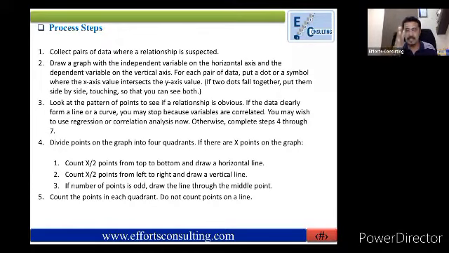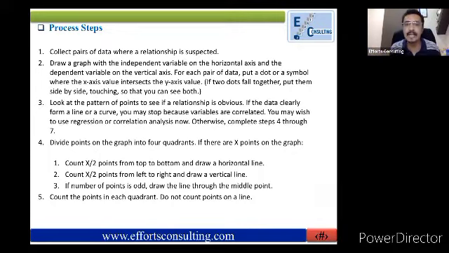Y is depending on the x-axis. So we are drawing the diagram there, right? For each pair of data, put a dot or symbol where the x-axis value intersects the y-axis value. Let's say purity and iron particles. If I'm increasing the purity, whether iron particles are decreasing or not. Or let's say the example of kilometers versus petrol use. For 1 kilometer, what is the amount of petrol I have used? For 5 kilometers, what is the amount of petrol I have used? For 10 kilometers, what is the amount of petrol I have used?